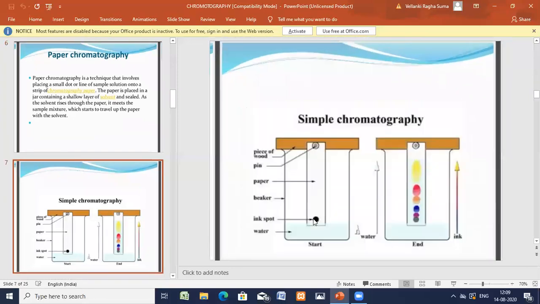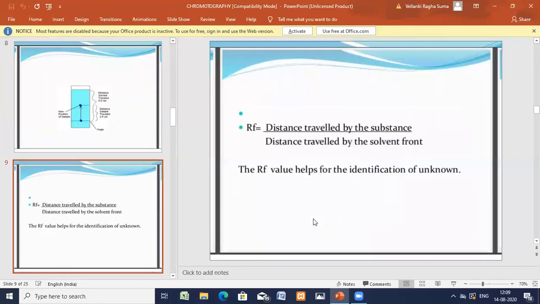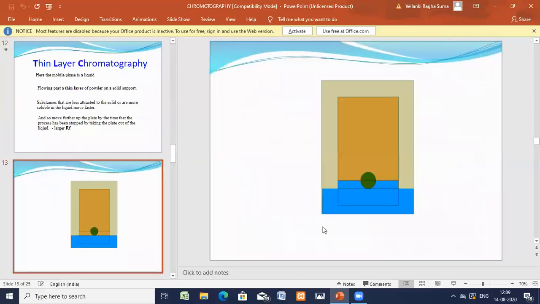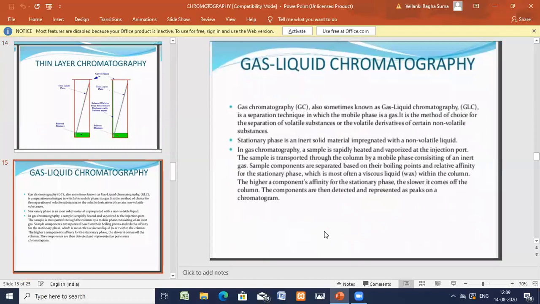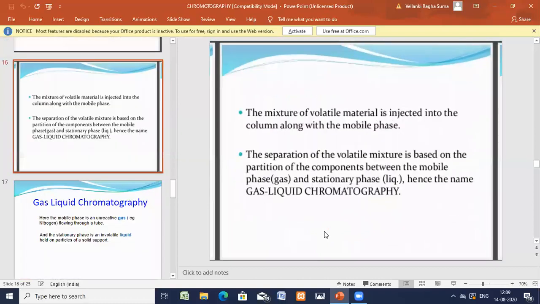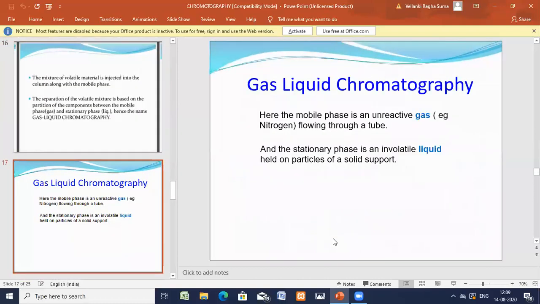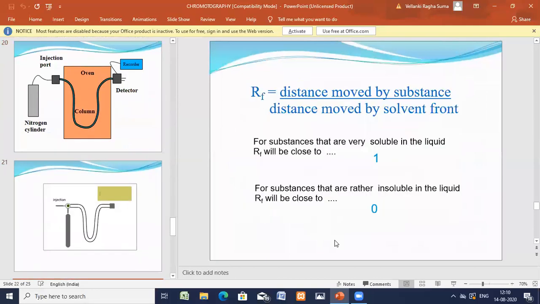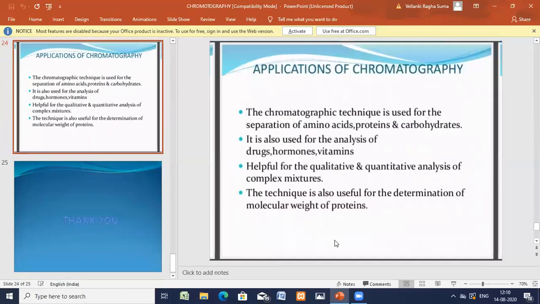What is paper chromatography? Diagrams. What are RF values? Now, what is thin layer chromatography? Diagram. Just the basic principle. What is gas liquid chromatography? And the basic principle. Instrumentation. Basically, it was explained.